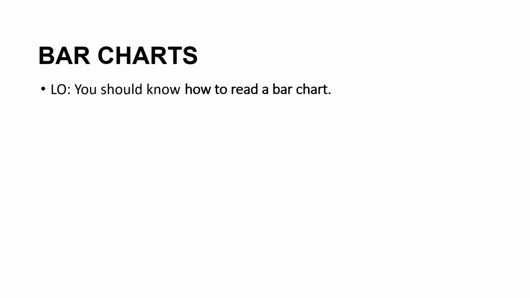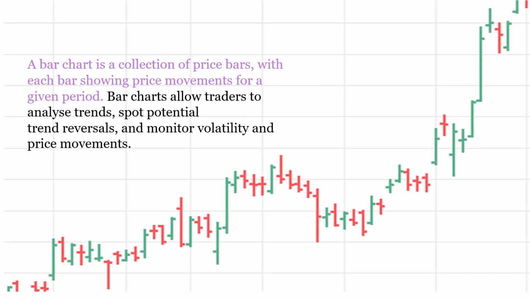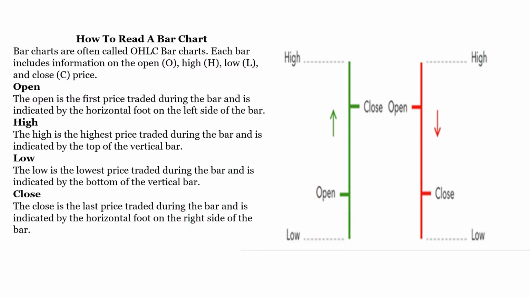In this lesson, bar charts, the learning objectives are: you should know how to read a bar chart, and you should know how to interpret bar charts. A bar chart is a collection of price bars, with each bar showing price movements for a given period. Bar charts allow traders to analyze trends, spot potential trend reversals, and monitor volatility and price movements. How to read a bar chart.